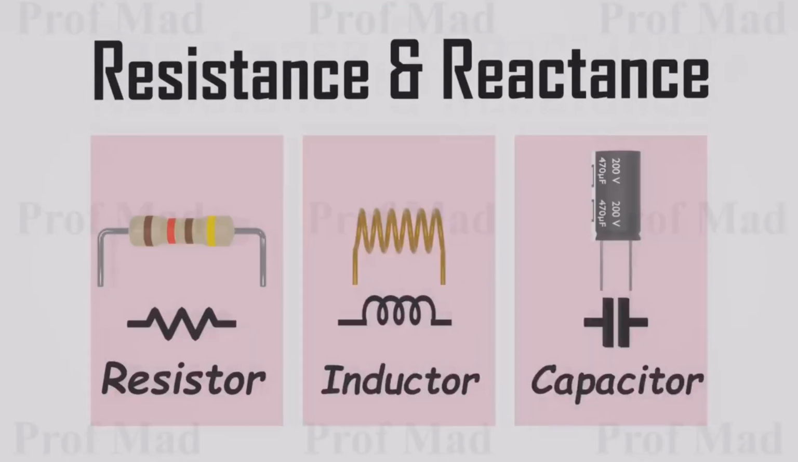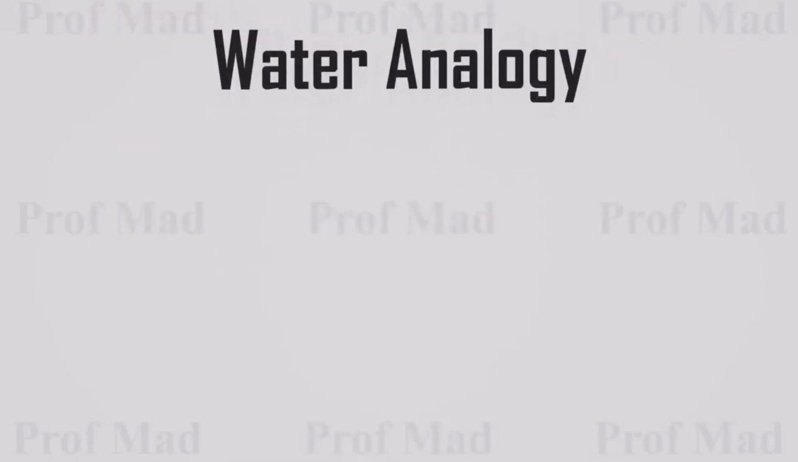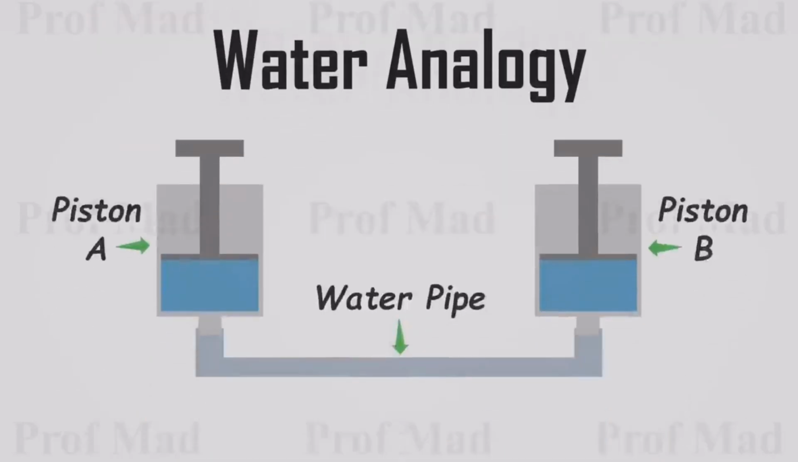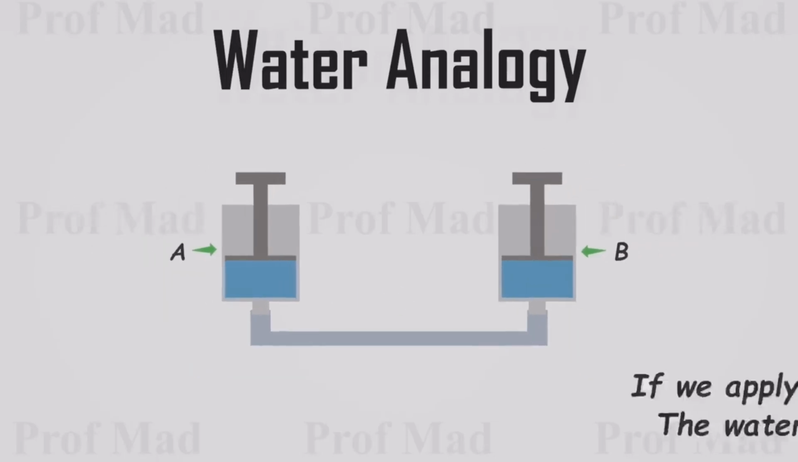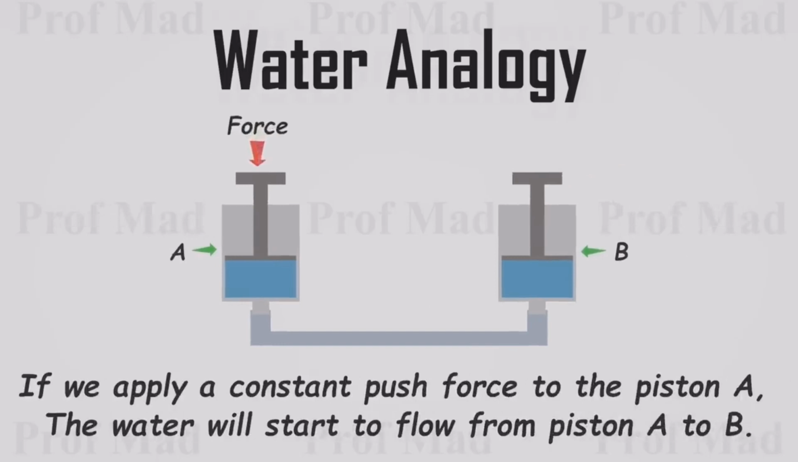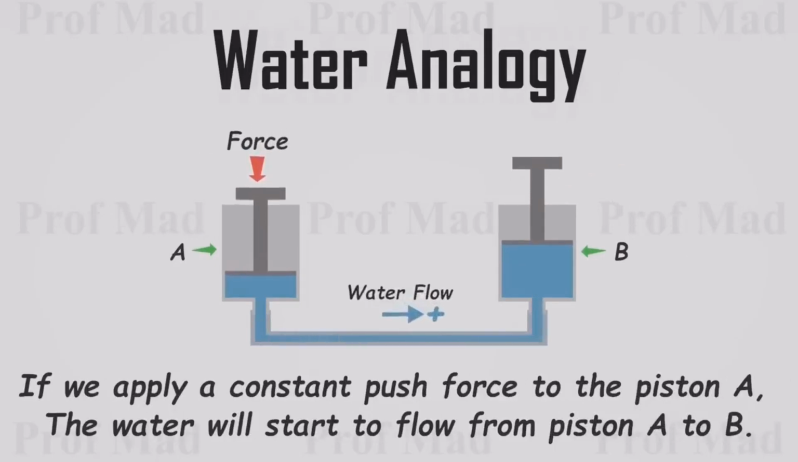Let's try to grasp these concepts using a water analogy. Here we have two pistons, each half filled with water, and both connected using a water pipe. If we apply a constant pushing force to piston A, the water will begin to flow from piston A to piston B. This happens because the applied force increases the water pressure in piston A, prompting the water to move from the high-pressure region to the low-pressure region.